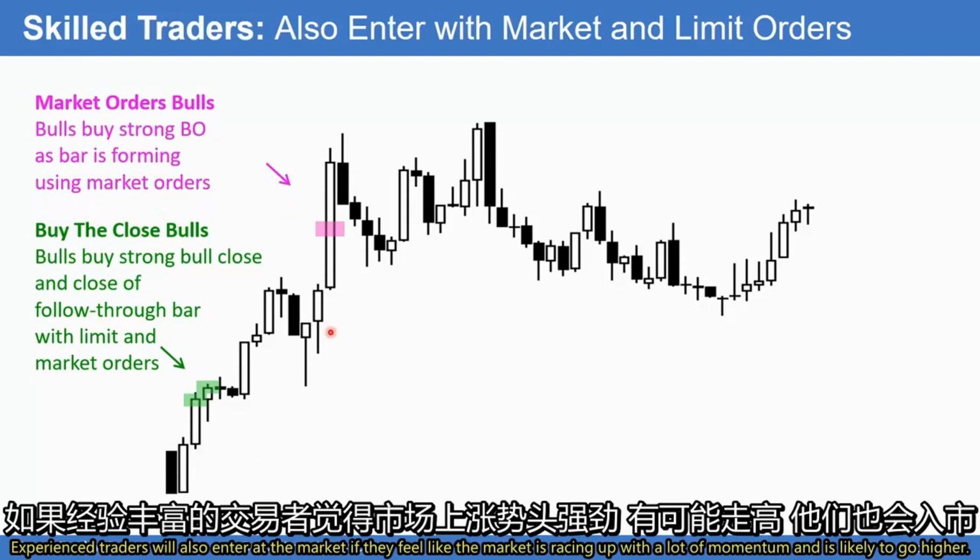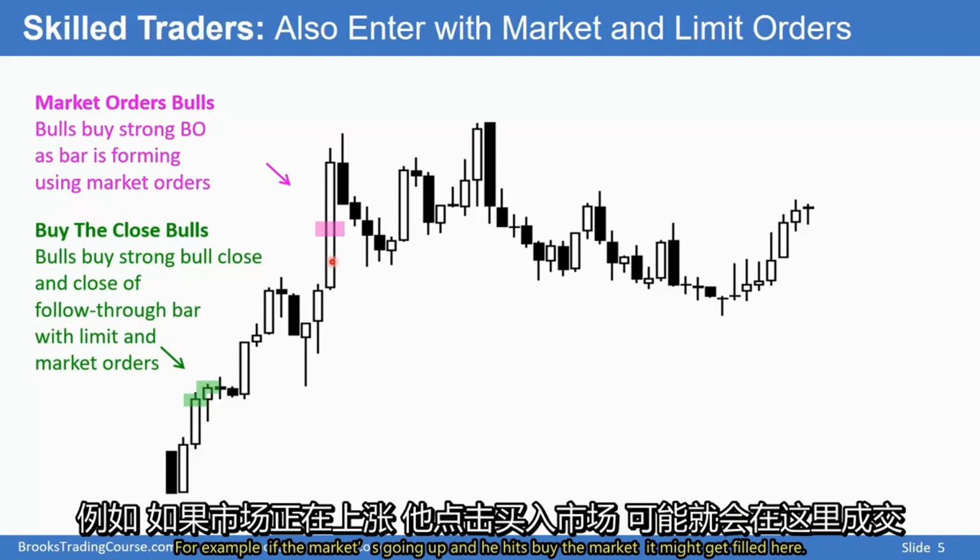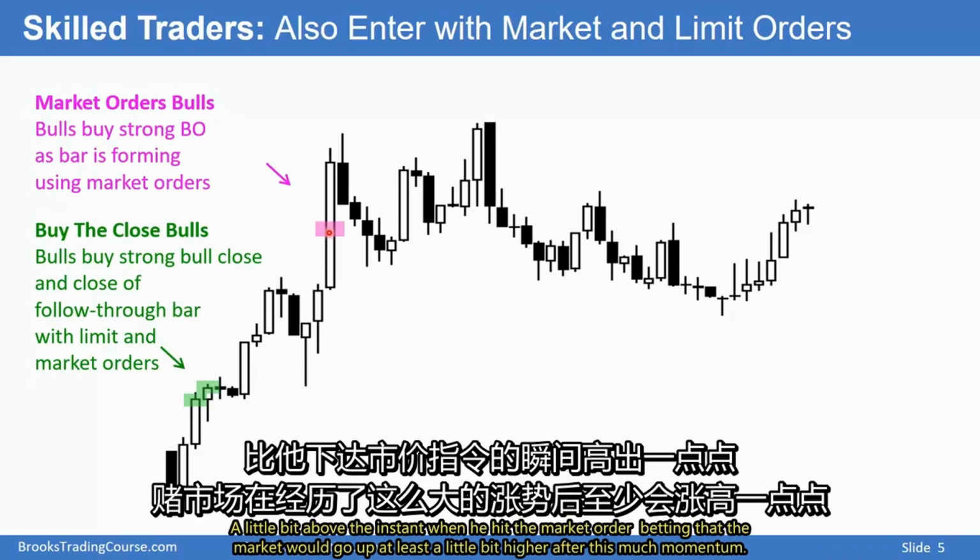Experienced traders will also enter at the market. If they feel like the market is racing up with a lot of momentum and is likely to go higher, instead of waiting for a pullback, the trader might simply hit the button to buy the market. For example, if the market's going up and he hits buy the market, it might get filled here a little bit above the instant when he hit the market order, betting that the market would go up at least a little bit higher after this much momentum.